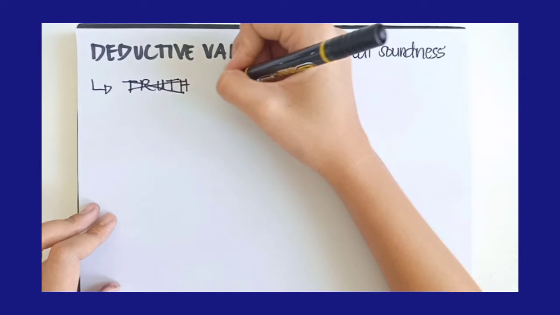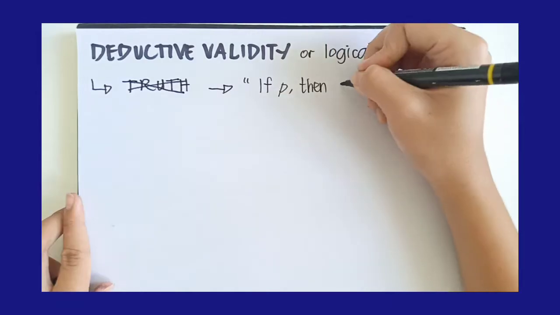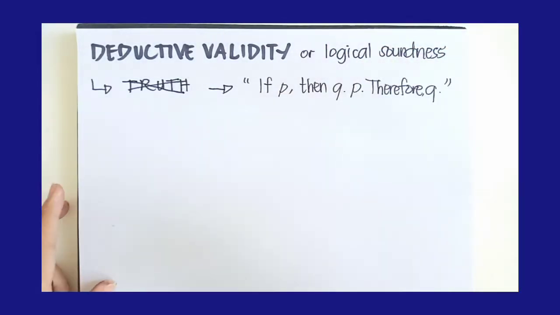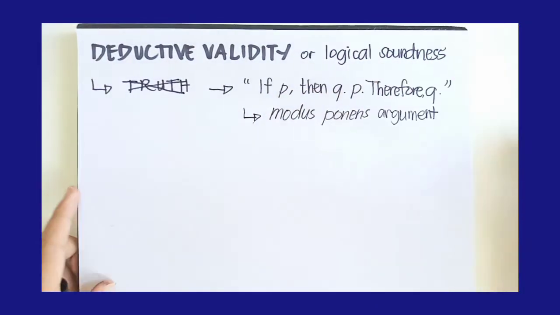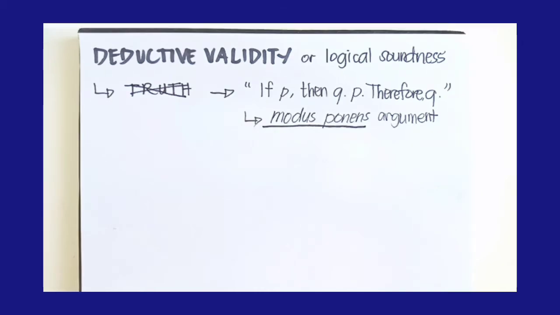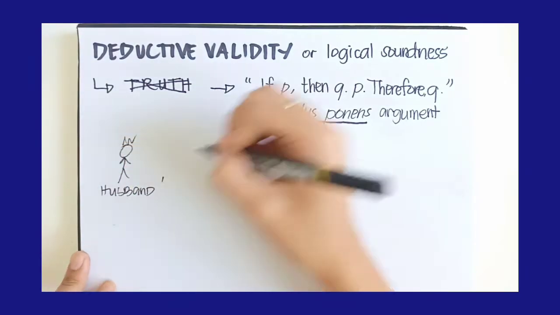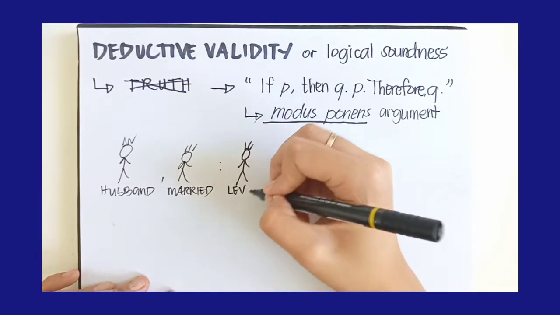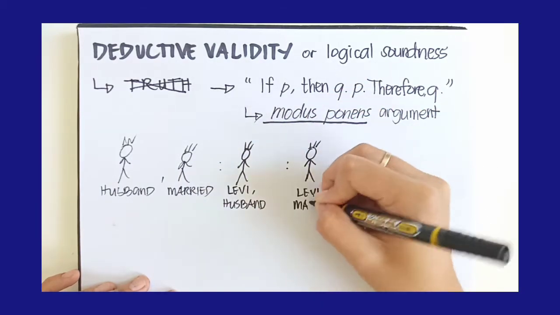This concludes a set of propositions: if P, then Q; P; therefore, Q, which is termed a modus ponens argument. In this argument, we are affirming the antecedent. To illustrate, if you are a husband, then you are married. Levi is a husband, therefore Levi is married.